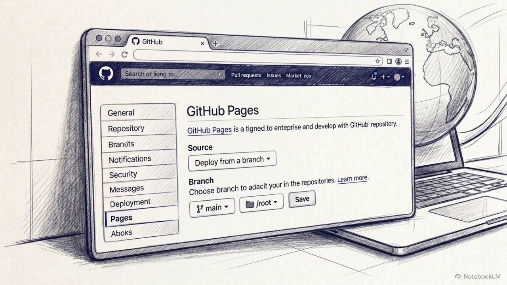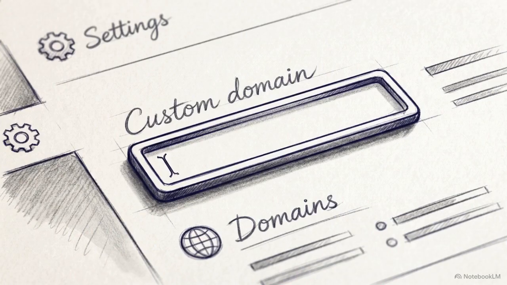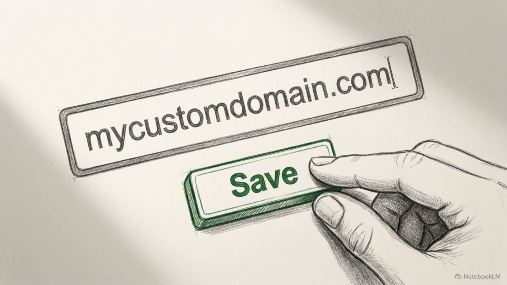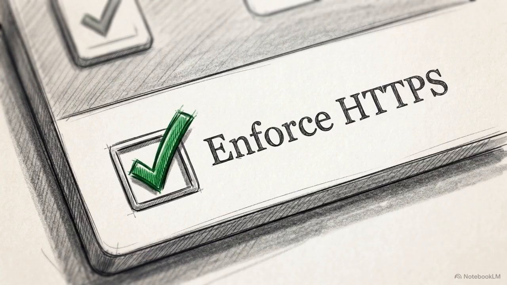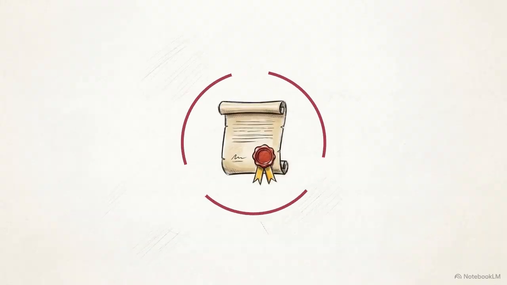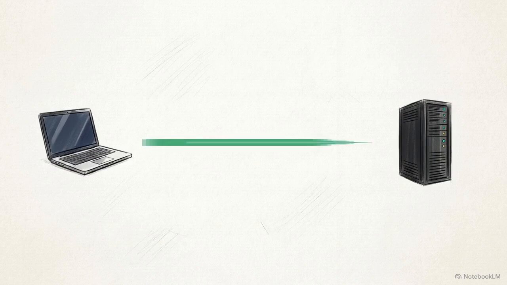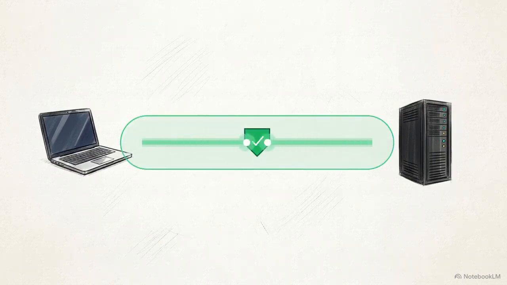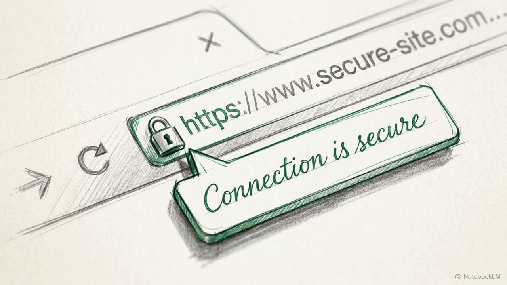Head back over to your GitHub repository and open the Pages Settings menu one last time. Scroll down to the Custom Domain field, type in your domain name, and click Save. Right below that, check the box labeled Enforce HTTPS. GitHub may take a few minutes to issue your certificate before you can check it. Enabling HTTPS encrypts the connection between your visitors and your website. It ensures that the secure padlock icon appears in the browser, which verifies the connection is private.